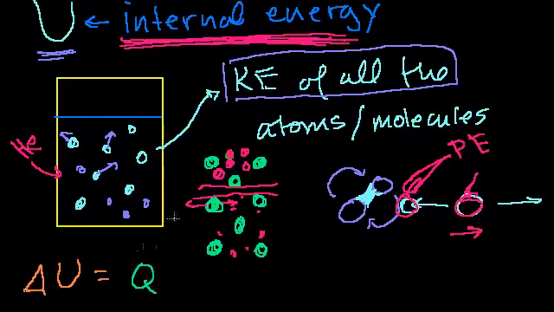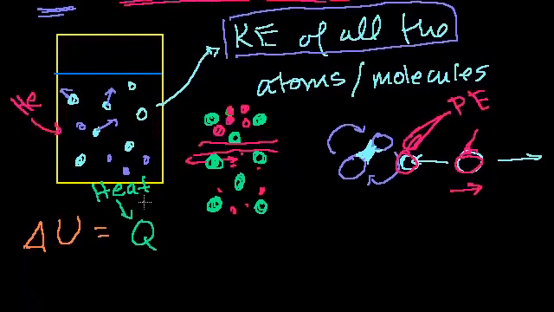And once again, very intuitive letter for heat, because heat does not start with Q, but the convention is to use Q for heat. The letter H is reserved for enthalpy, which is a very, very similar concept to heat. We'll talk about that maybe in the next video. It's equal to the heat added to the system minus the work done by the system.